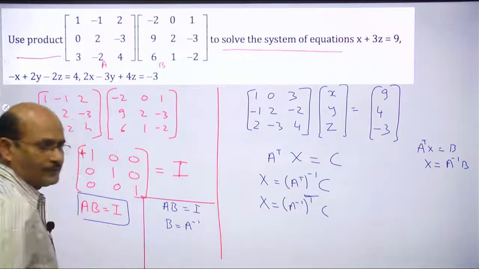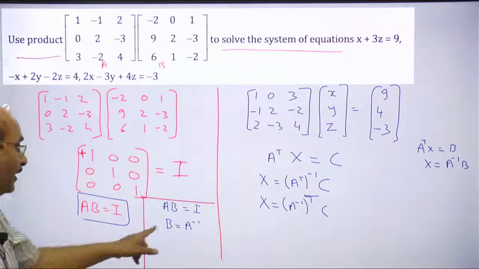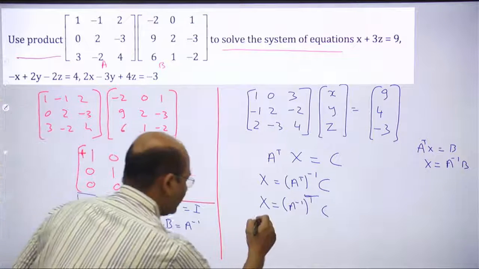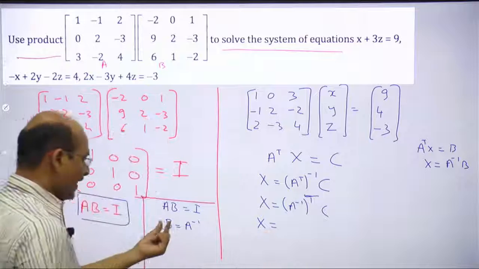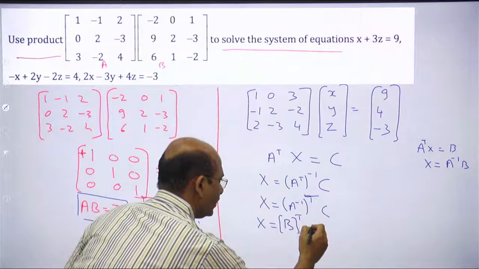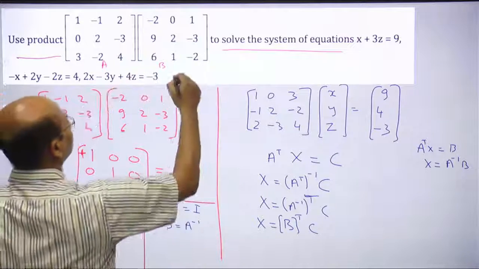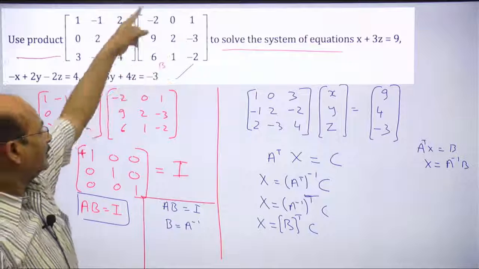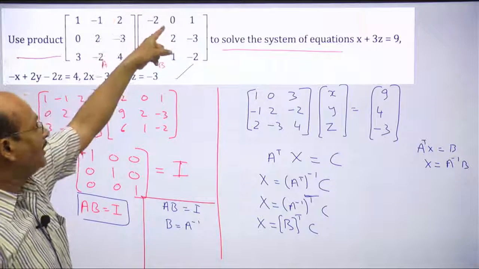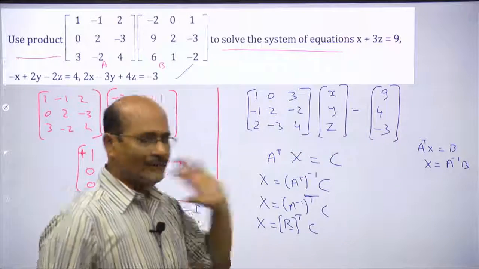A inverse. Because A goes that side, becomes A inverse into I, which is A inverse, right? B is equal to A inverse. So X will be equal to A inverse, whose value is B, transpose into C. My job is over. You know what B is. Use this B and the C matrix and tell me what is the value of X.